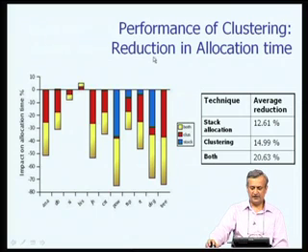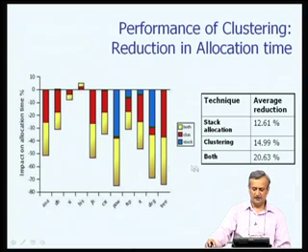So, performance of clustering, reduction in allocation time. Let us look at the yellow part. It really says that by using both stack allocation and clustering, we are able to reduce so much. By using only clustering, we are able to reduce so much. By using both clustering and stack allocation, we are really able to reduce so much.